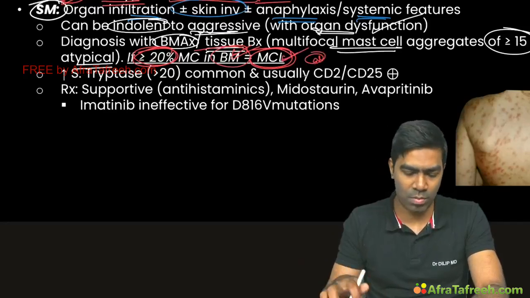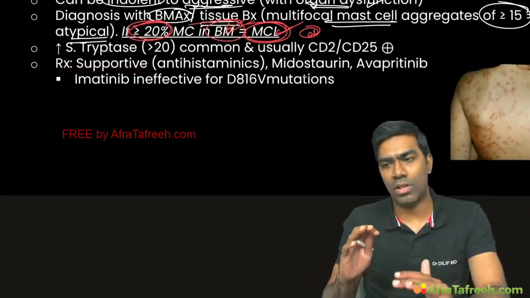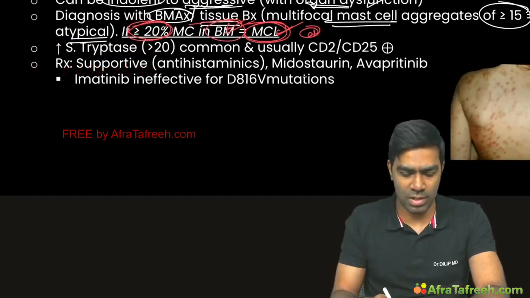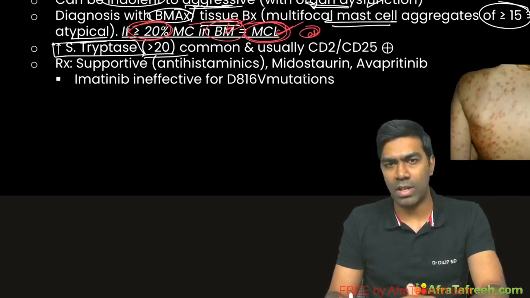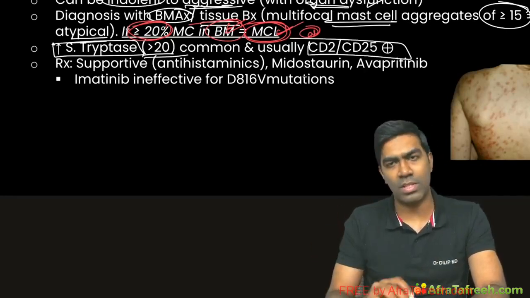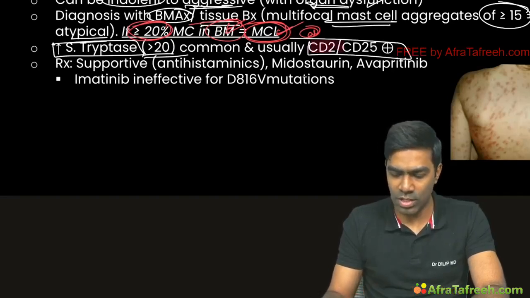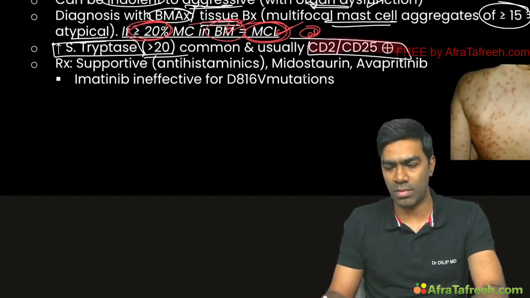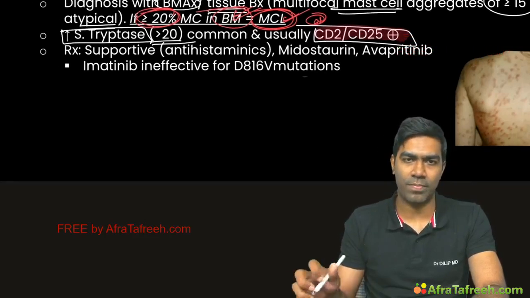Another very important point. As I said, if you are dealing with systemic mastocytosis, the serum tryptase definitely will be elevated. And of course, you're going to have abnormal bone marrow. We discussed that already. And these mast cells are going to be positive for CD2 and CD25. And because of that, in the blood also CD2 and CD25 will be positive. These are considered as kind of tumor markers for systemic mastocytosis.